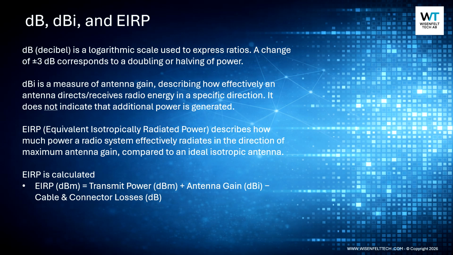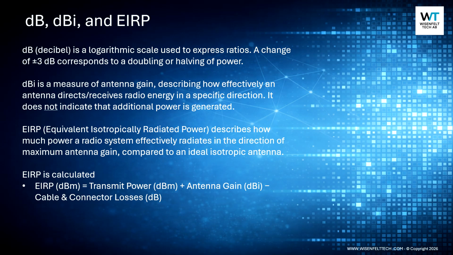Here is a simple example. Imagine a transmitter that outputs 20 dBm of power. The antenna has a gain of 6 dBi. The cable and connector losses are 1 dB. To calculate EIRP, you add the antenna gain to the transmit power and subtract the losses. 20 dBm plus 6 dBi minus 1 dB results in an EIRP of 25 dBm.